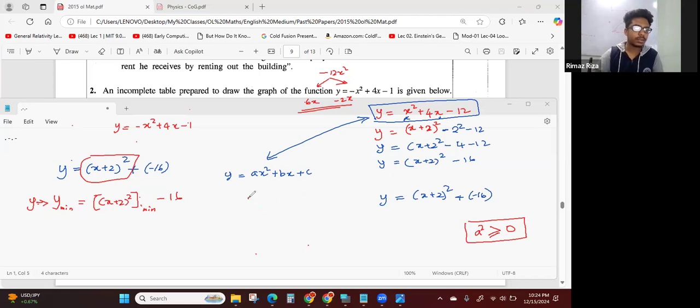Okay. Likewise, now I'll give you a couple of questions. Let's say y is less than or equal to minus 5. Say whether it has a maximum or minimum.